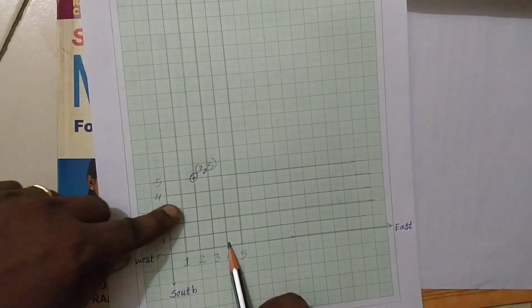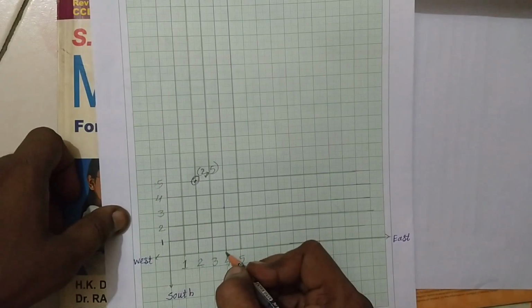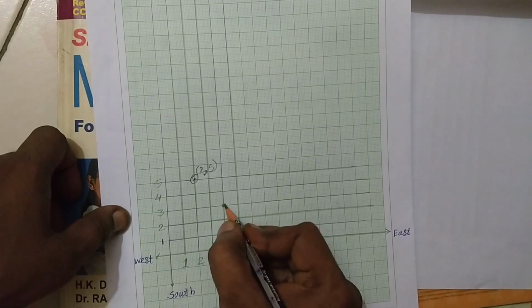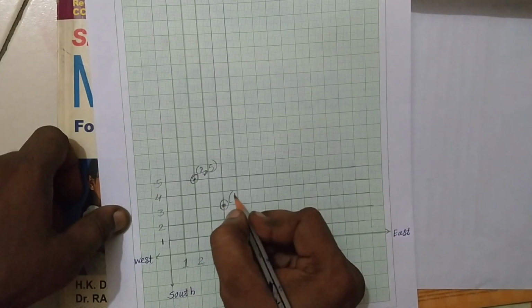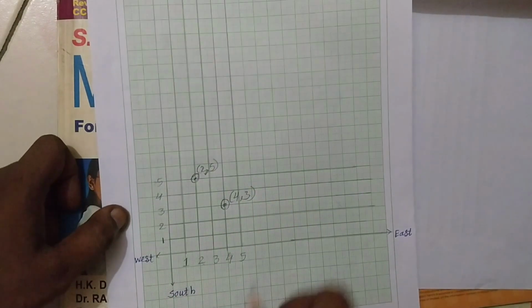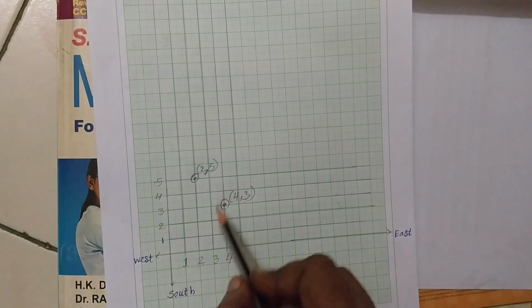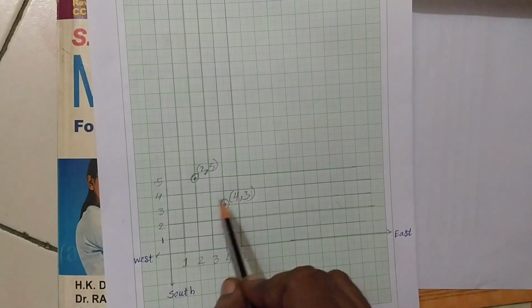So they both are going to meet here. That means the fourth one from here, and this is 3. So the point of intersection will be this, and this we will refer to as 4, 3. So how many crossroads can be referred to as 4, 3? Only one is there, so your answer will be 1.